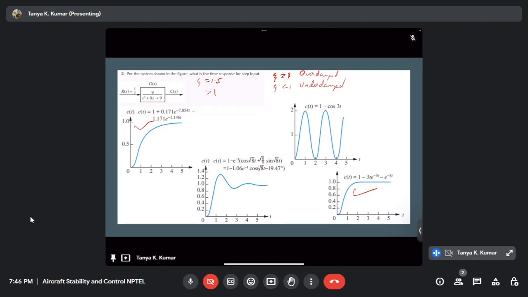So they're giving you the final value, right? So they're giving you C(t). C(t) is the output equation, C of t. Can you just look at the equation of these two graphs and try to tell me which is critically damped, which is overdamped?